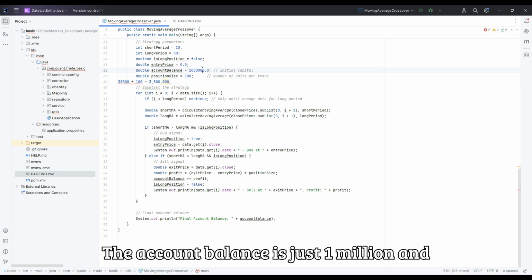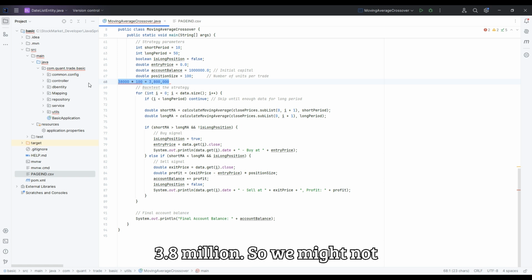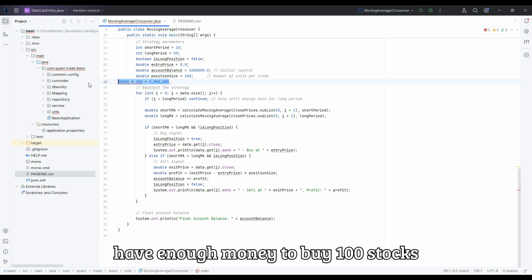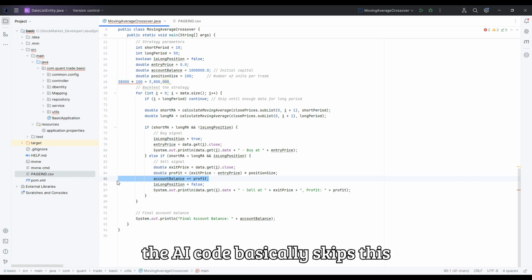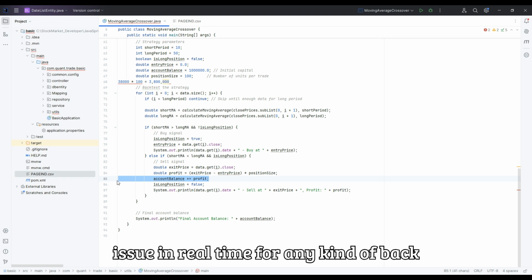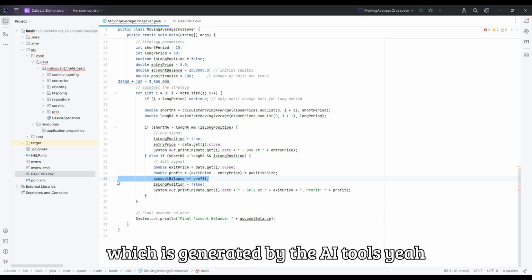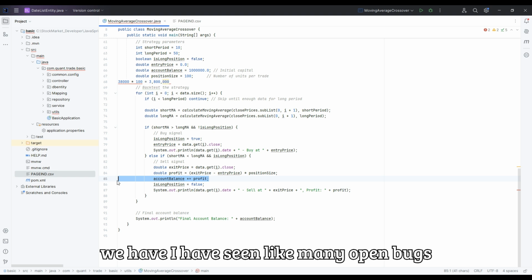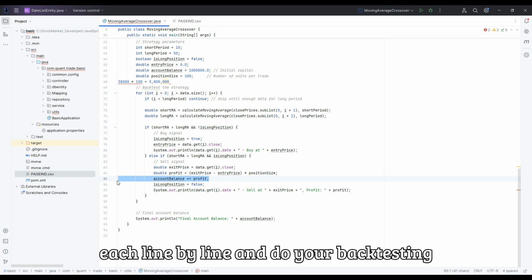So the account balance is just 1 million, and we are trying to purchase stocks worth 3.8 million. So we might not have enough money to buy 100 stocks of PAGEIND, but the AI code basically skips this part and executes as if 100 stocks were bought. This will be an issue in real time for any kind of backtesting. Be cautious around any code which is generated by AI tools. I have seen many open bugs in code generated by AI tools. Be cautious. Go line by line and do your backtesting.